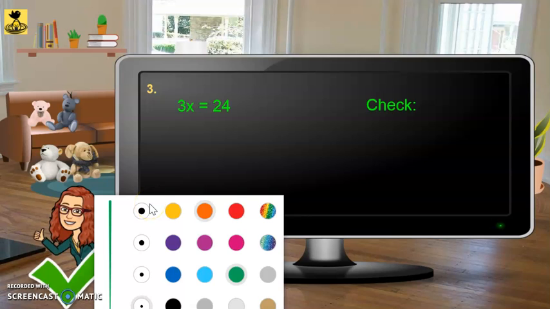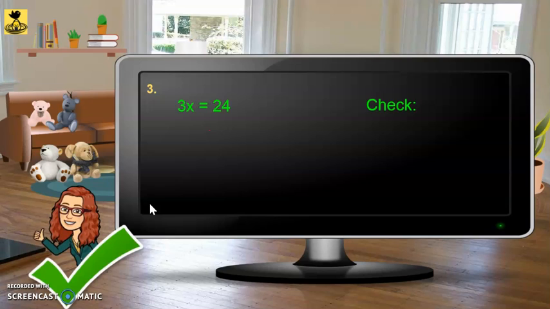Okay, let's have number 3 now. The given is 3x equals 24. In this case, we will apply a different property of equality. If you notice, 3x means multiplication. So 3 times a number equals 24.